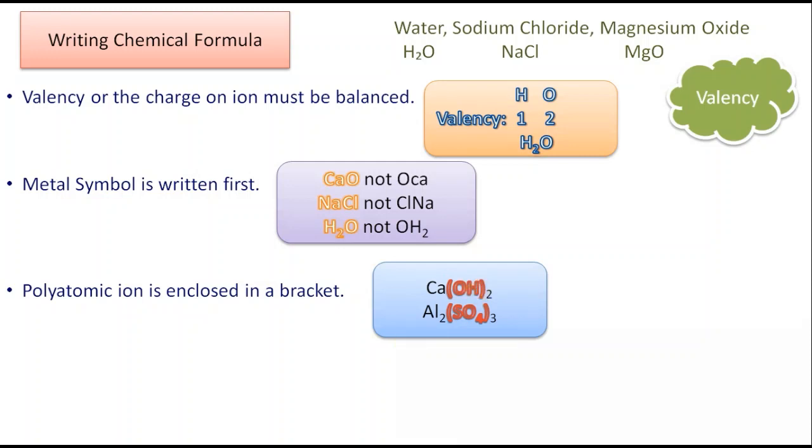Same goes with aluminum sulfate. You have Al2 for aluminum, then sulfate, the polyatomic ion is sulfate, so that is why it's enclosed in brackets, and then you have to write the number of atoms. So this is how you write the polyatomic ions.